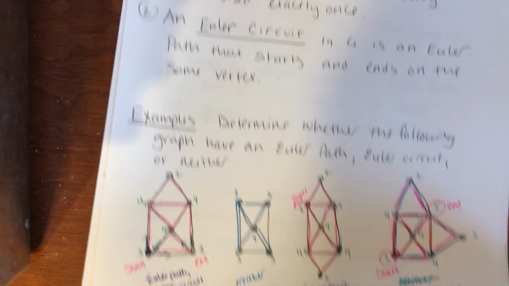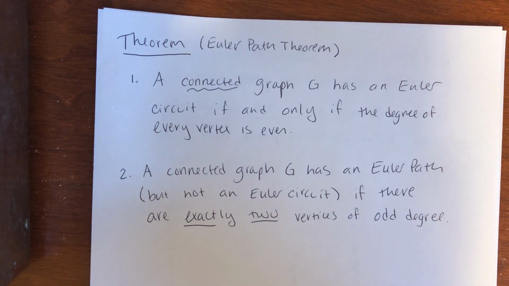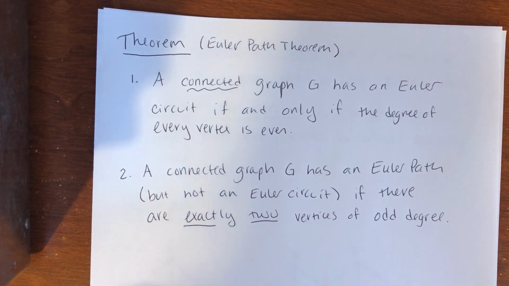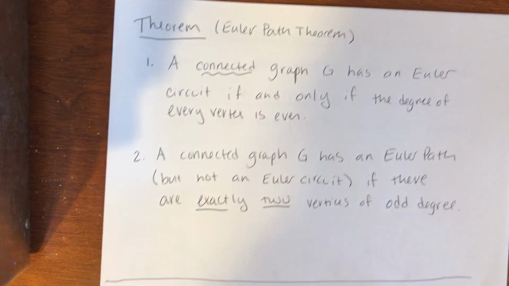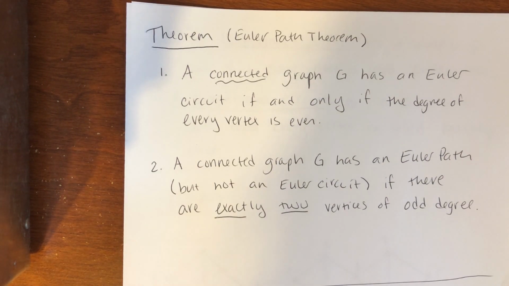So that's what the Euler path theorem tells us. It tells us that if you're looking at a connected graph, it's going to have an Euler circuit if and only if the degree of every vertex is even, and it's going to have an Euler path without an Euler circuit if there's exactly 2 vertices of odd degree. This is a great theorem. This is really useful. We can use it for any connected graph to test relatively quickly whether it has an Euler path or an Euler circuit.